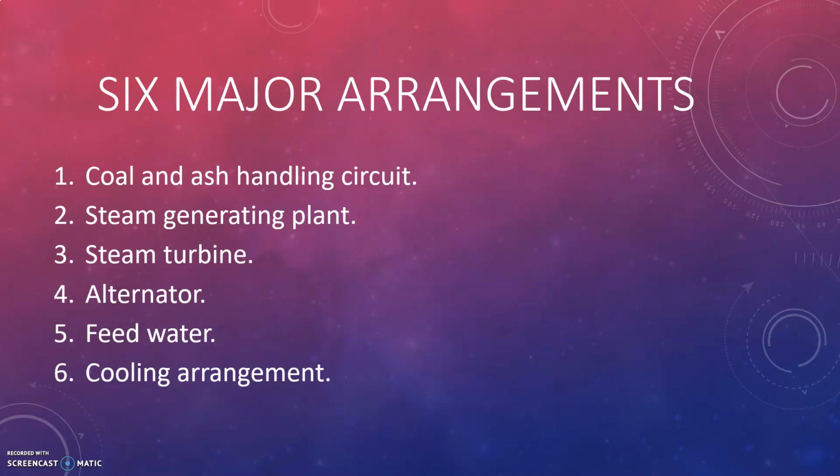Although a steam power station simply involves the conversion of heat of coal combustion into electrical energy, it embraces many arrangements for proper working and efficiency. Here we have six major arrangements: coal and ash handling circuit, steam generating plant, steam turbine, alternator, feed water arrangement and cooling arrangement.